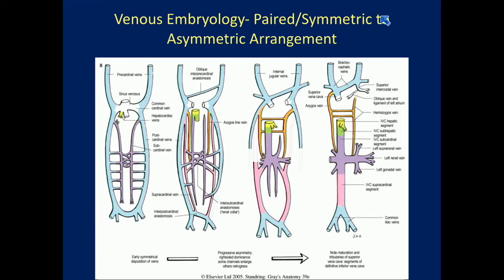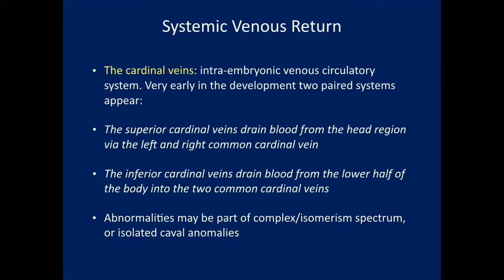So not to belabor this, because I know this has been shown previously, remember that in venous embryology, we start out with a paired or symmetric arrangement, and very similar to what we see later on today with aortic arches, there's variable regression of either right or left structures, depending on which side we're looking at. So typically, it's the right umbilical vein that regresses, it's the left superior vena cava that regresses, et cetera. So the final venous anatomy is the product of regression of some element of the paired symmetric structures.